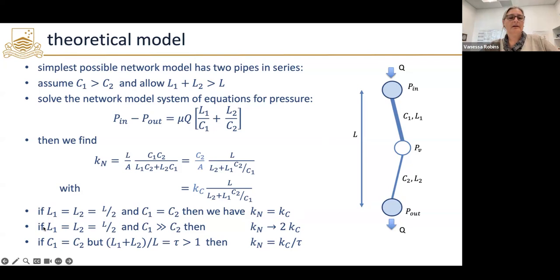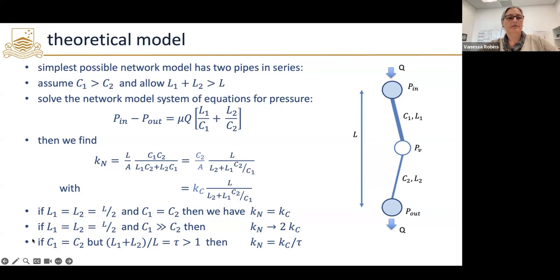If my pipes are the same length and very straight, right? So the fact that the two edge lengths are equal to L on 2 means my network is just going straight through the sample here. But if the capacities are very different, then I can see the network permeability approaching 2 times the min cut permeability. Okay, so that's why we see network permeability larger than the min cut one.